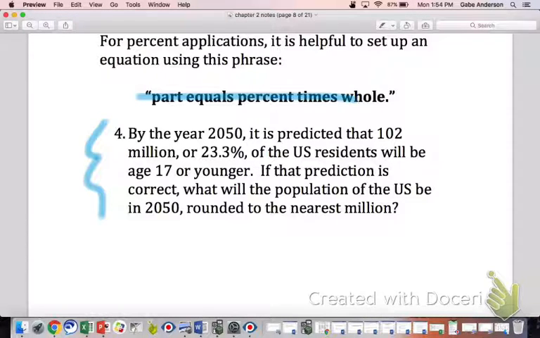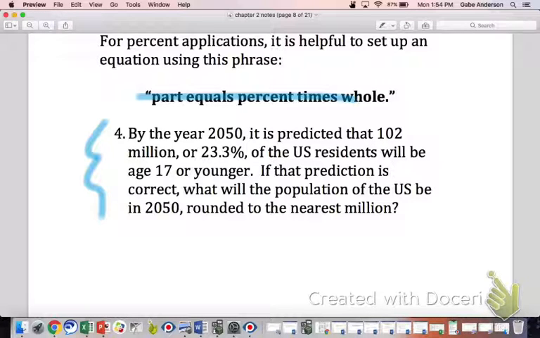This little paragraph says, by the year 2050, it is predicted that 102 million, or 23.3%, of the U.S. residents will be 17 or younger. If that prediction is correct, what will the population of the U.S. be in 2050, rounded to the nearest million? We're talking about population, right?